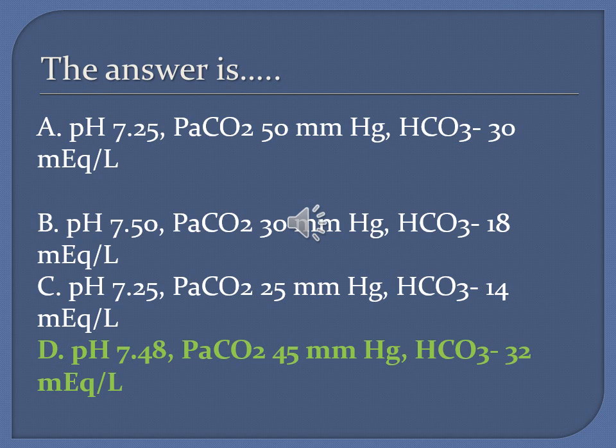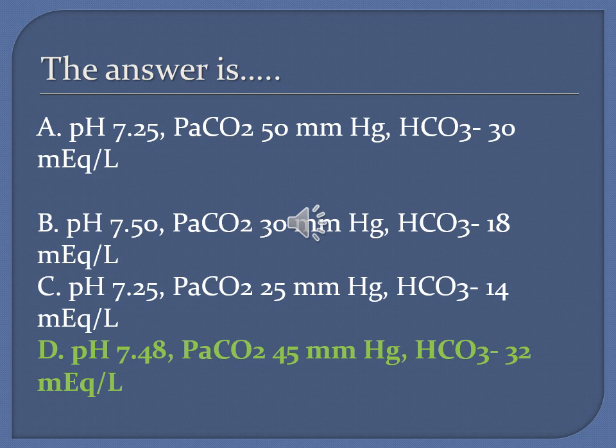Then you want to analyze your bicarb. So a normal bicarb is 22 to 26. If the bicarb is below 22, it's acidotic, which kind of mirrors your pH. If the bicarb is above 26, the patient is alkalotic.